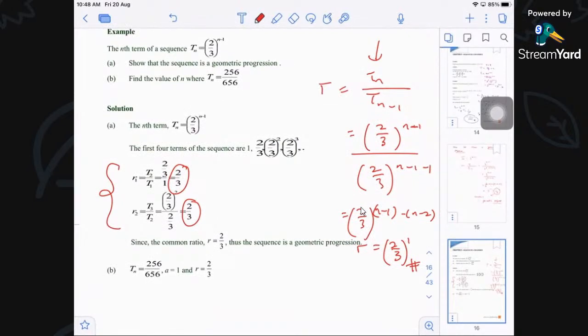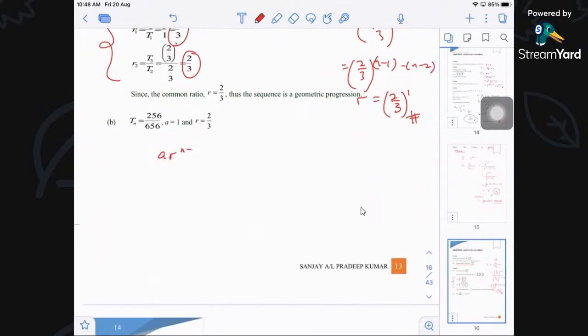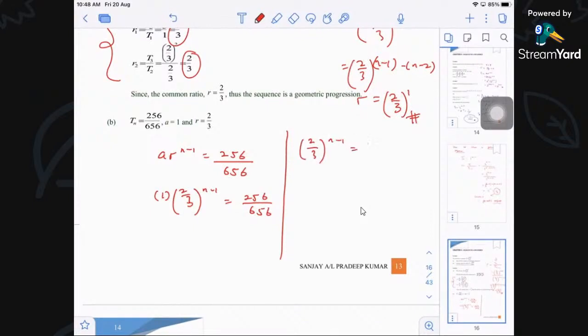So yeah. Now the next one, B. I want to concentrate on B. They say Tn equals to 256 over 656. Find the value of n there. So you know that Tn is AR to the power of n minus 1. So 256 over 656, A there is 1 this time, the R is 2 over 3. (2/3) to the power of n minus 1 equals to 256 over 656. From here, if I bring over the 1 first, I'm just going to get (2/3) to the power of n minus 1 equals to 256 over 656.